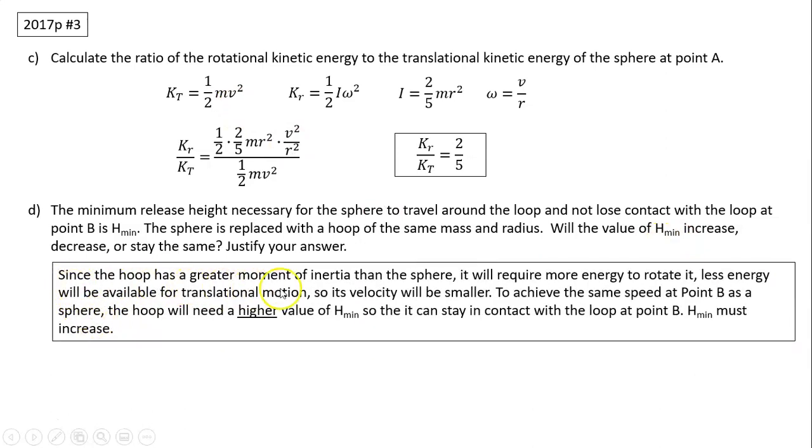So since the hoop has greater moment of inertia than the sphere, it will require more energy to rotate it. Less energy will be available for translational motion, so its velocity will be smaller. To achieve the same speed at point B as a sphere, the hoop will need a higher value of h minimum so it can stay in contact with the loop at point B. So h minimum must be increased.